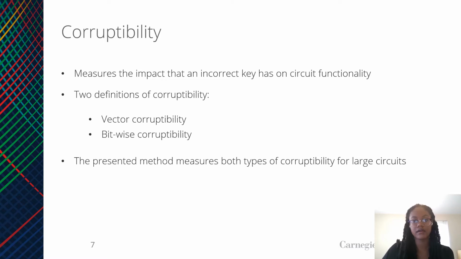And so in this work, we present a method to measure the corruptibility of a lock in a way that is scalable to large designs. And then we're also looking at two different definitions of corruptibility. So first, it's vector corruptibility, which measures the fraction of the truth table that is impacted by an incorrect key. And bitwise corruptibility looks at the number of output bits corrupted by an incorrect key.